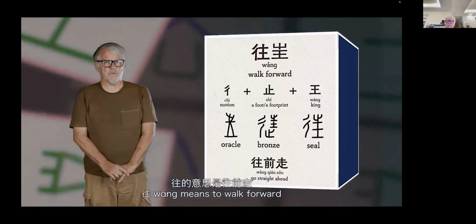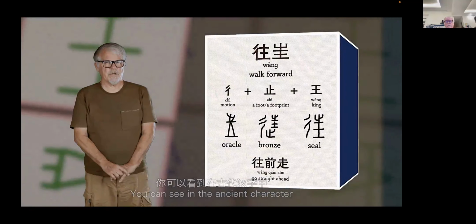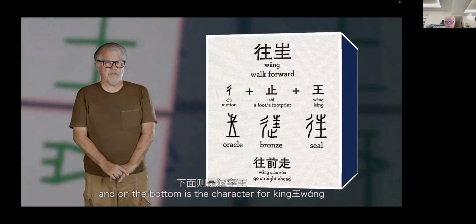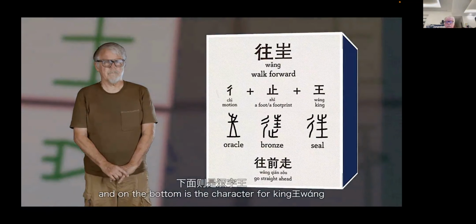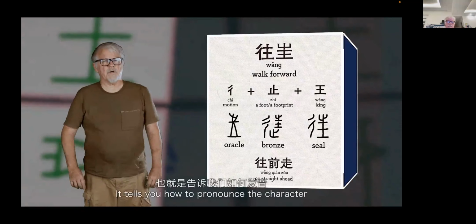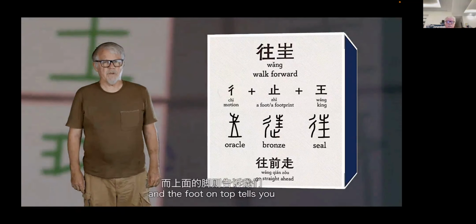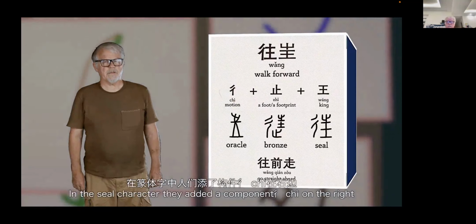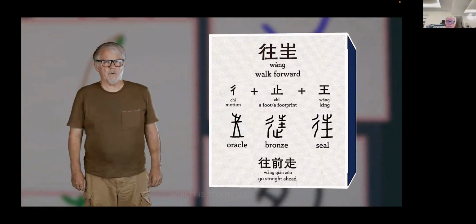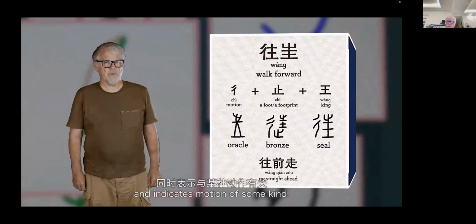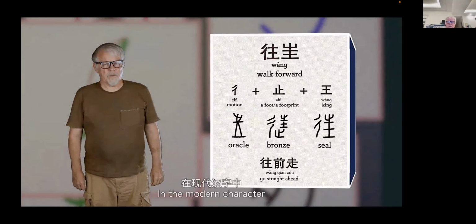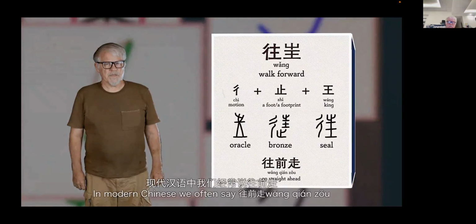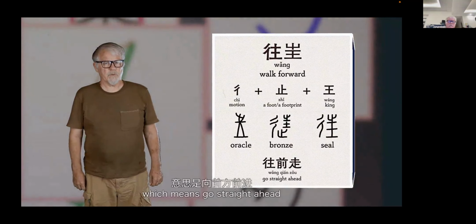The character wang means to walk forward. You can see in the ancient character there is a foot on the top going forward, zhi, and on the bottom is the character for king, wang. Wang is a phonetic. It tells you how to pronounce the character, and the foot on top tells you that it has something to do with motion. In the seal character, they added the component chi on the right-hand side, which is from road and indicates motion of some kind. In the modern character, the original wang gets changed to the remnant zhu. In modern Chinese, we often say wang qian zhou, which means go straight ahead.